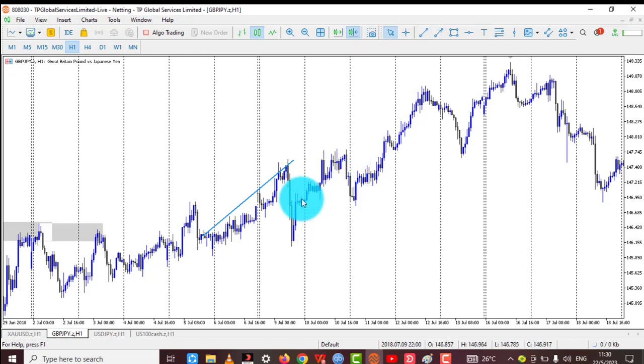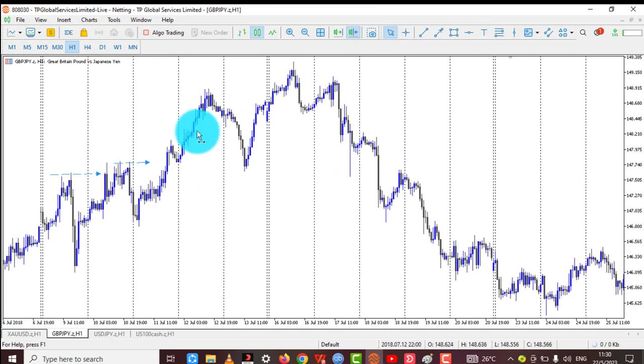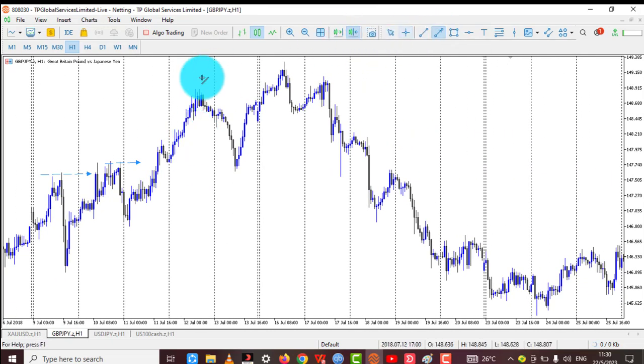And as price moves, we have these breaks of structure. As you can see, price broke structure here. Correction. Price broke this structure here. Came back for the correction. Price breaks the structure again. Comes back for the correction. Price breaks the structure.